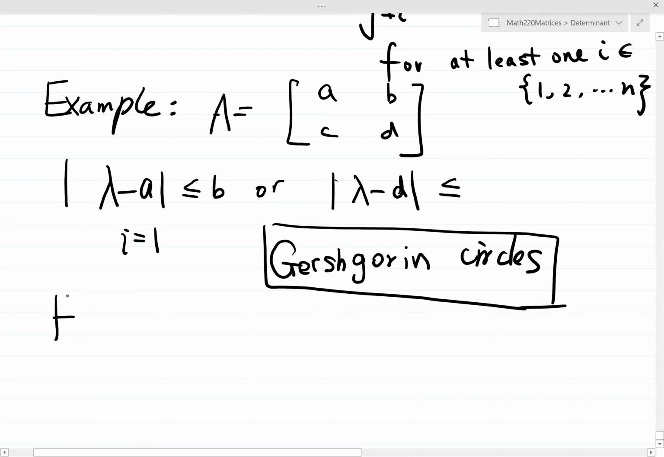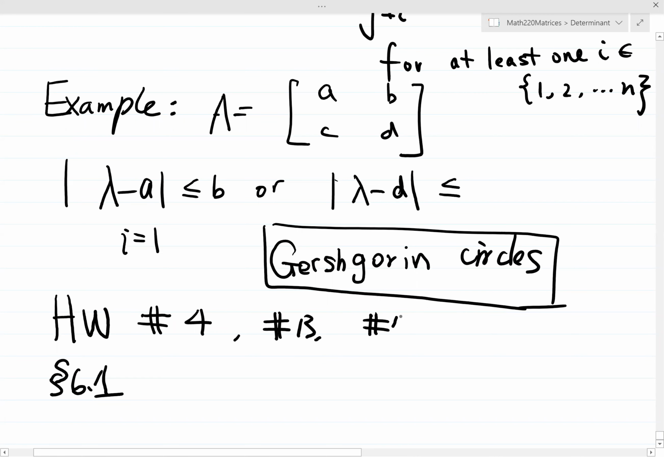Homework for this section: section 6.1, number 4, number 13, number 17, number 18.